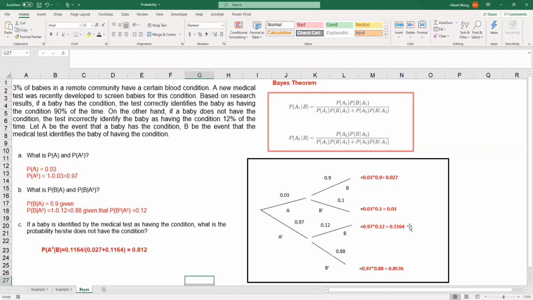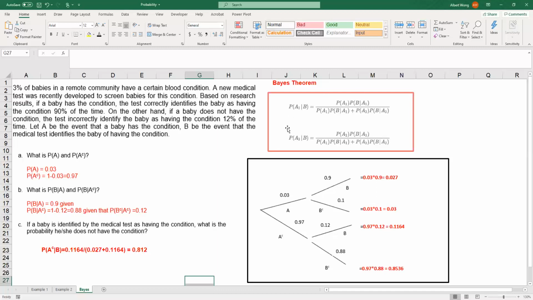So therefore, the probability that we want is very simple. You take this probability and divide by all the possible situations where the baby is tested positive, which is this one and this one. So the probability of that is 0.1164, right? The branch that we want, testing false positive, but the baby has no condition, versus the two possibilities when the test is positive. So 0.1164 divided by the total of these two branches. And the answer in this case is 0.812.